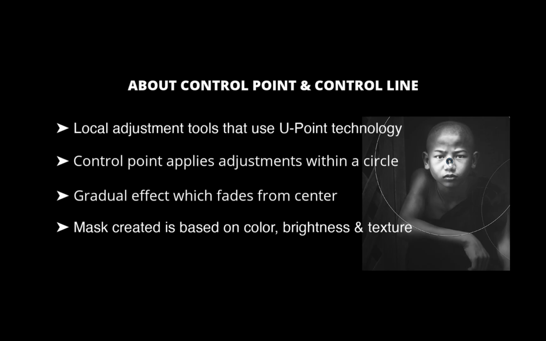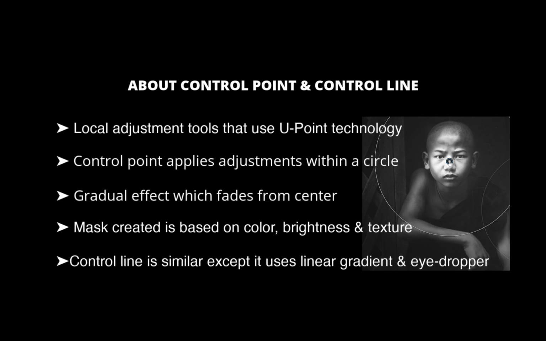A control line, on the other hand, applies adjustments using a linear gradient. Unlike a control point, it relies on a movable eyedropper instead of a fixed point to create a mask based on color and luminosity. With this overview in mind, let's explore some practical tips.